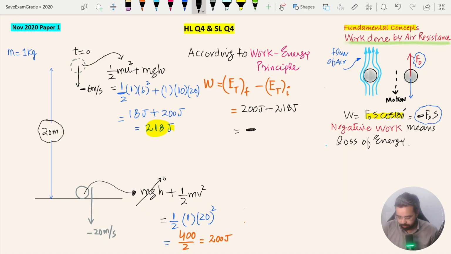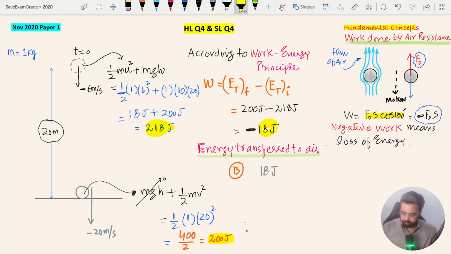So the answer is negative 18 joule, which means that 18 joule energy is transferred to the air, and the remaining amount of energy is 200 when it is just about to hit the ground. So the right answer is option B, that is 18 joules.